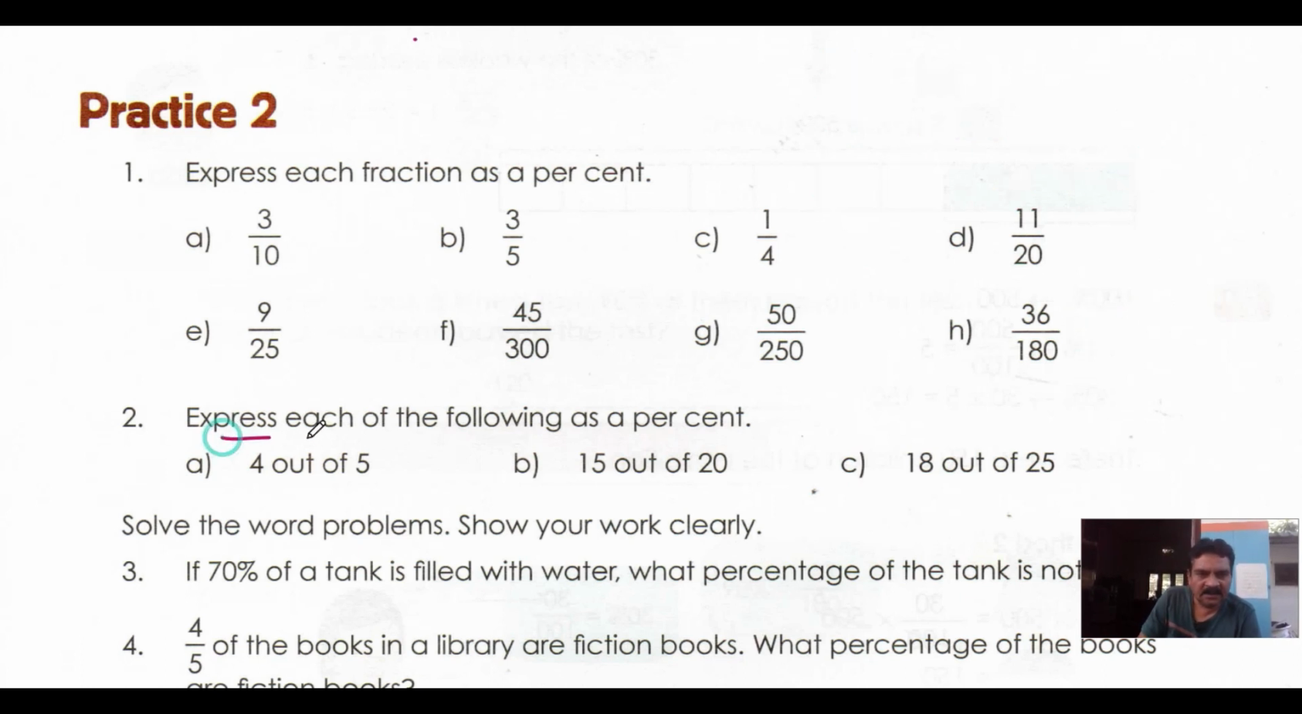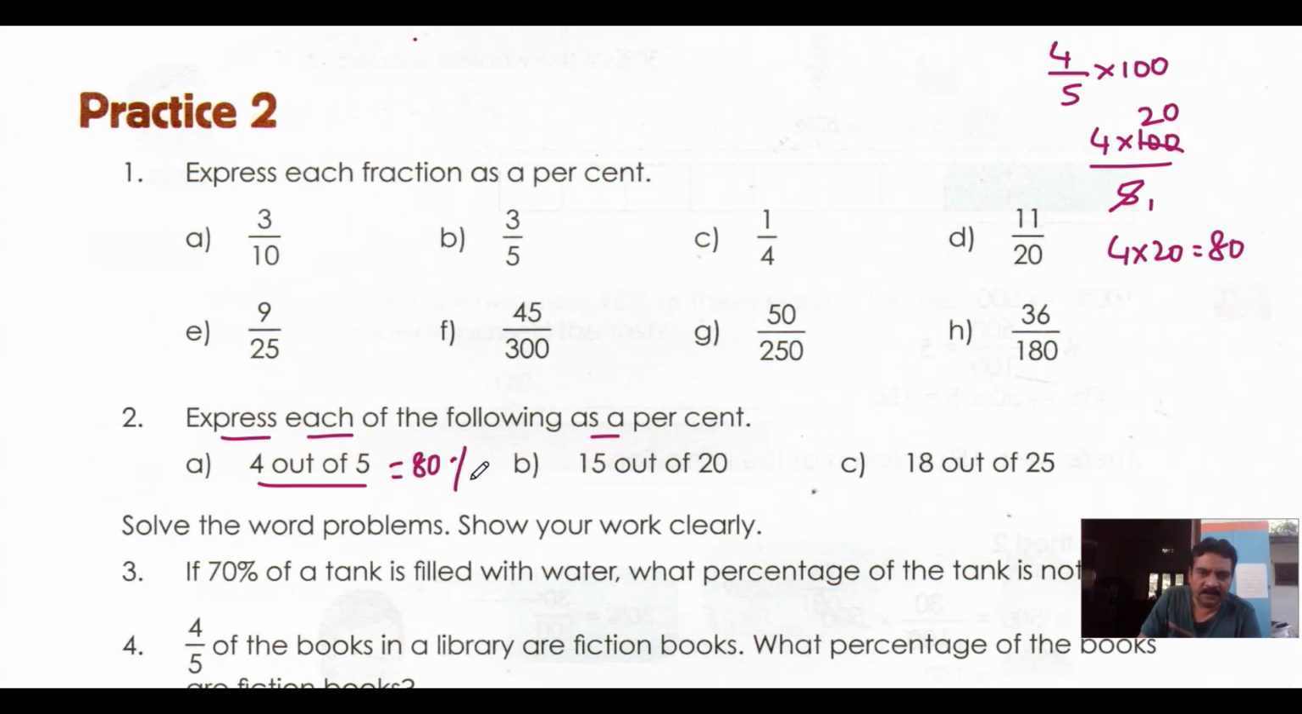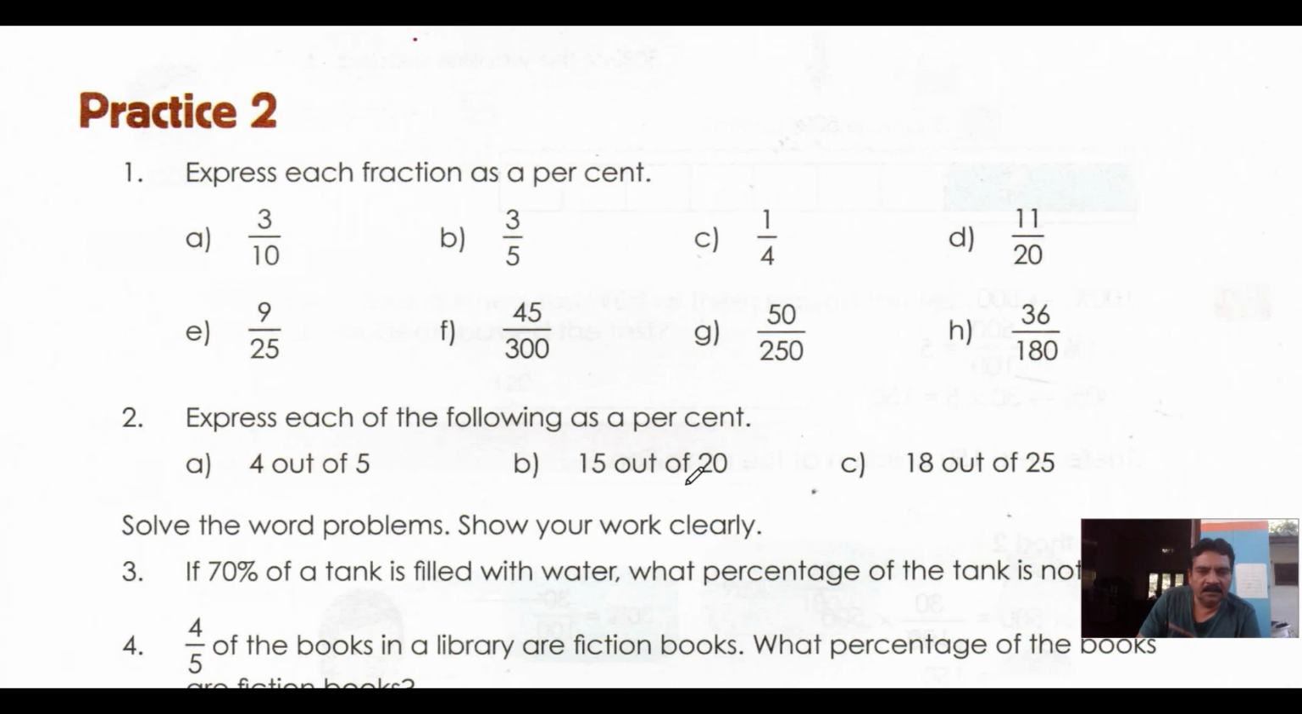Now express each of the following as percent. Again given 4 out of 5. I'll do it here. 4 out of 5. You have to express in percent, so you multiply with 100. It becomes 4 into 100 by 5. So 5 ones are 5, 5 twenties are 100. So 4 into 20 is equal to 80. So this is 80%.